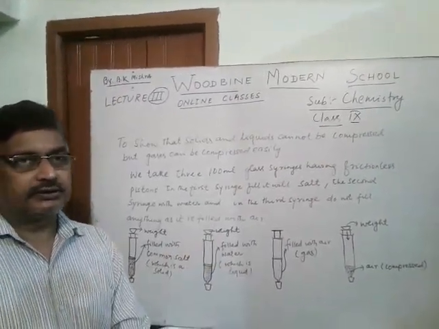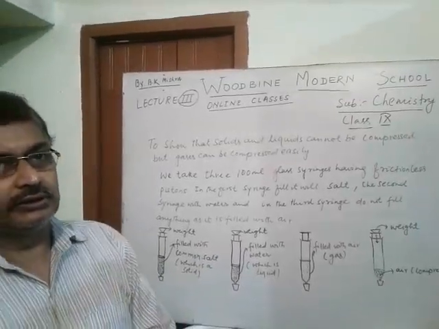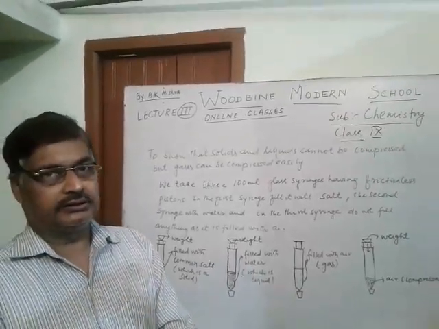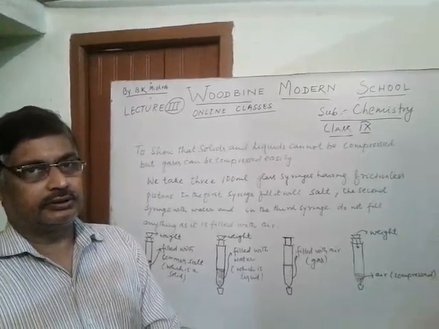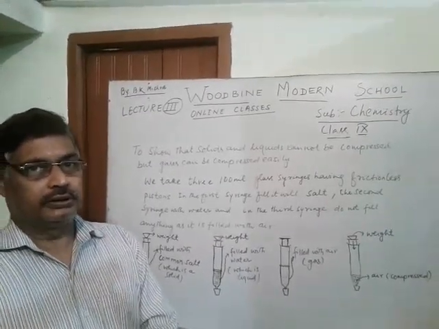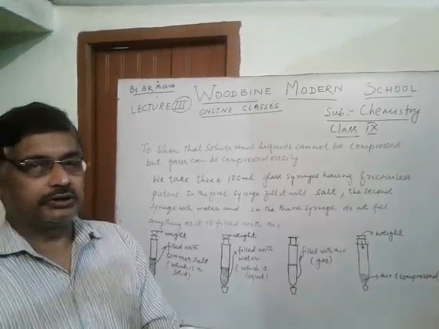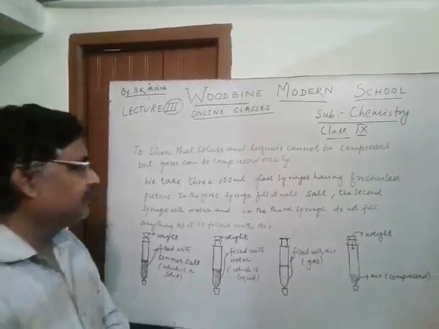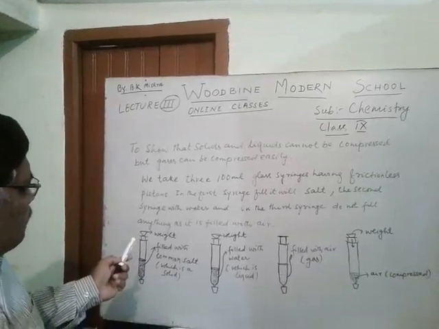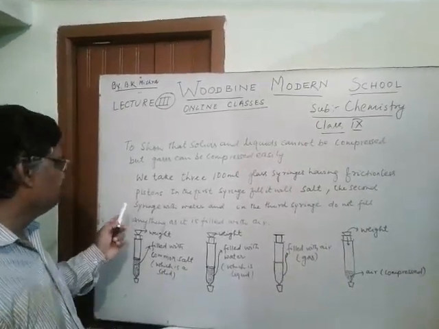Now first let us define what is compressibility. Compressibility is the property of a solid or a fluid in which the volume can be decreased by applying pressure. Now we will try to see with the help of this activity.